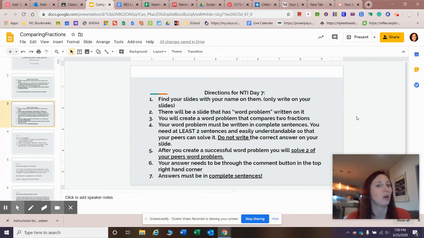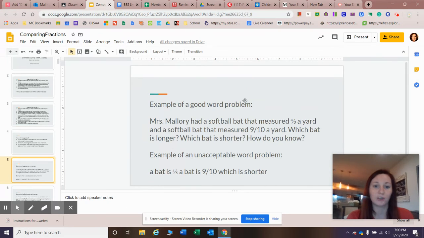You might be thinking, I don't know what a good answer looks like, or I don't know what a good word problem looks like. Well, have no fear. Miss Mallory is here. Look right here. We got an example of a good word problem. This is what I expect out of you guys in 3rd grade to be able to write. For example, Miss Mallory had a softball bat that measures 4/5 a yard and a softball bat that measures 9/10 a yard. Which bat is longer? Which bat is shorter? How do you know? Notice how it asks 3 different questions. Notice how everything's capitalized. There's periods, there's question marks. All grammar is correct. That is what I expect out of you guys.